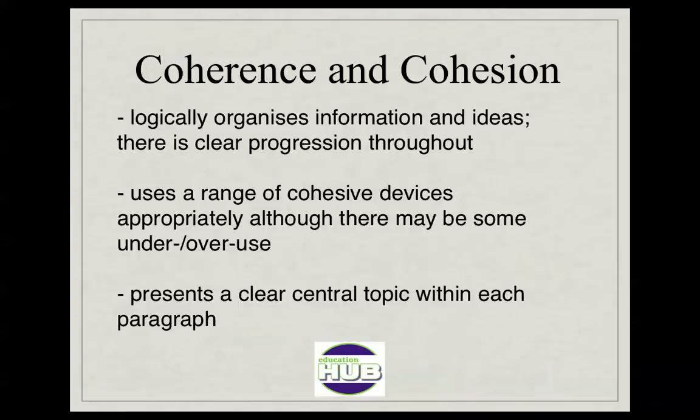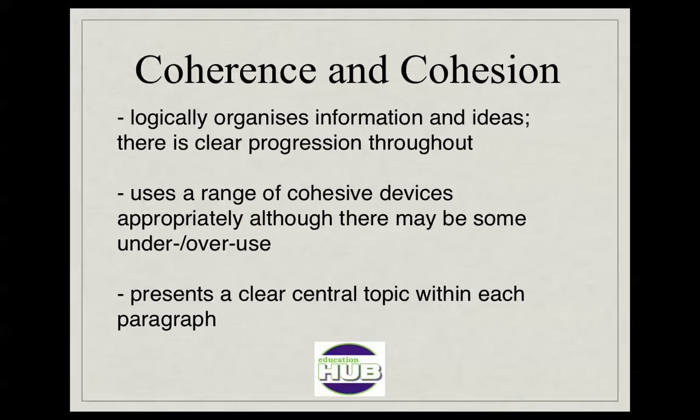The second one is coherence and cohesion. Now, basically what this means is how well your paragraphs and your argument holds together. So the first one, the overarching statement, is logically organizes information and ideas. There is clear progression throughout. Now again, I can't stress the importance enough of outlining. By outlining, you've got a much better chance of achieving this progression and this organization.